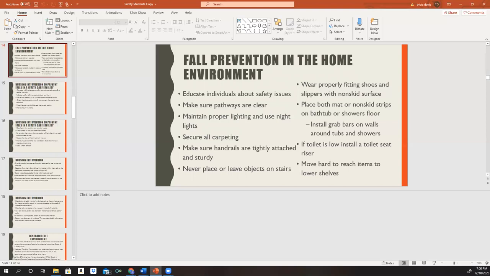You want to maintain proper lighting and use night lights. I have night lights all throughout my house, and it is great because sometimes when you get up in the middle of the night, your eyes just aren't working, even if you're young. So make sure they have night lights around. Secure all carpeting, so if any carpeting is coming up anywhere, fix it. Make sure handrails are tightly attached and sturdy, so that if they have to hold on to something, you don't have to worry about it giving way and them falling. Encourage them to never place or leave anything on the stairs. Wear properly fitting shoes and slippers with non-skid surfaces. Place bath mats or non-skid strips on the bathtub or shower floor.